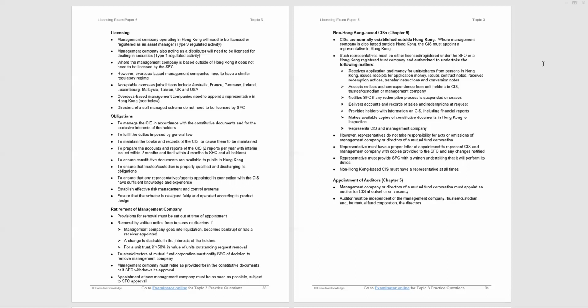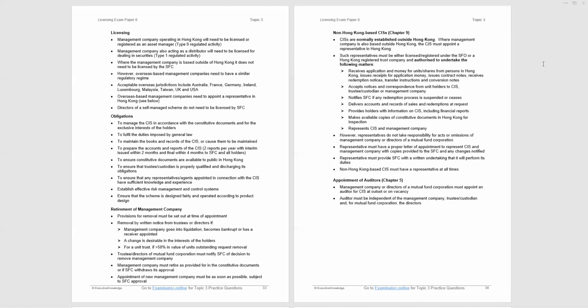Retirement of management company, further down page 33. Provision for removal must be set out at the time of appointment. Removal by written notice from trustees or directors, trustees of a trust, directors of a mutual fund, if, and there's situations where the removal would be by written notice. And there's 1 or 2 other points. Non-Hong Kong based collective investment schemes are specifically covered, top of page 34, and that's where you need a Hong Kong representative, and we've listed further details with regard to these representatives.